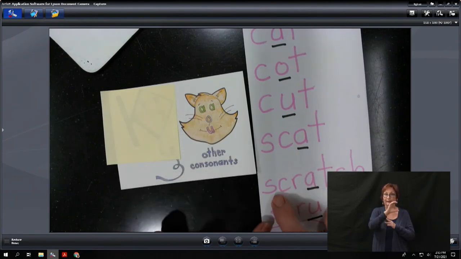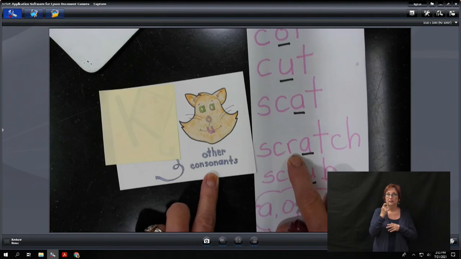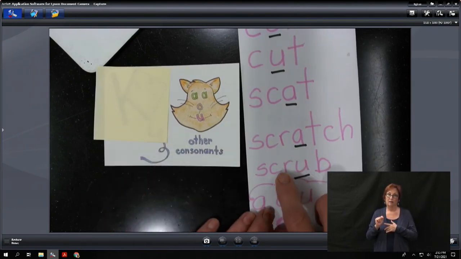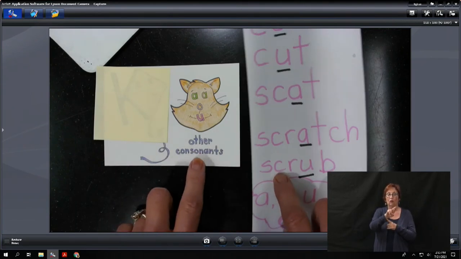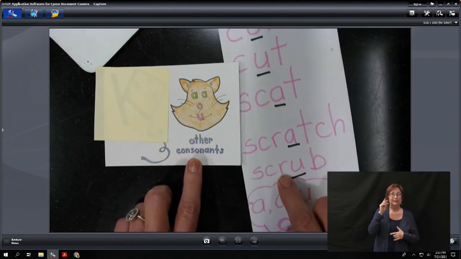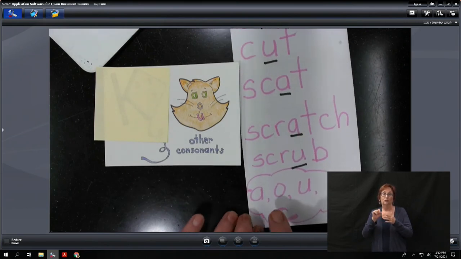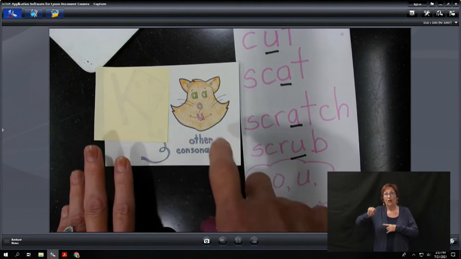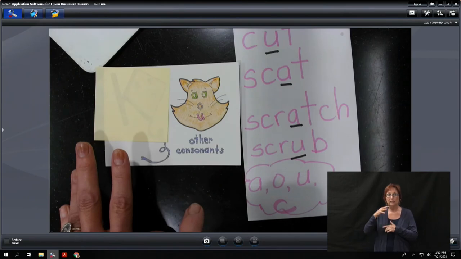Okay, in the word scratch, here's my k sound. I use a C because there's another consonant after it. So that's why I use the C. In the word scrub, here's my k sound. There's a consonant that comes after it, so I'm going to use a C. So when an A, O, U, or consonant comes after the sound of k, I use a C.